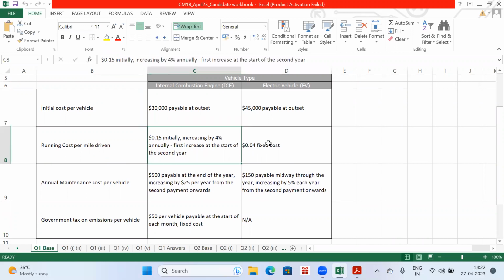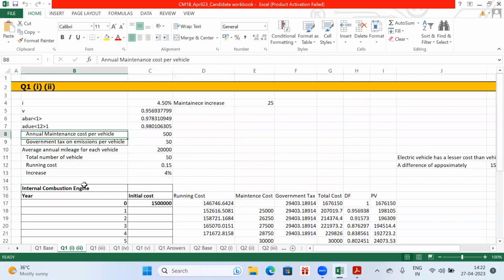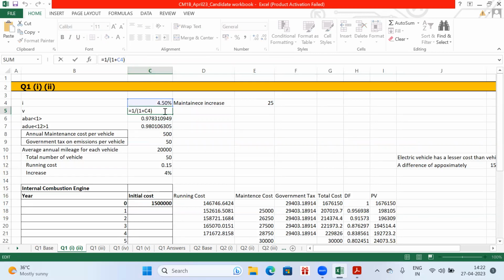And then the running cost, fixed cost, annual maintenance, and the tax. So let's make a sheet of all these where I have now noted down all these: annual maintenance cost, government tax, annual mileage, total number of vehicles, running cost is 3.5 and it increases by 4%. The maintenance increases by 25 and this discount rate is given to me as 4.5%. So starting with the very basic, risk discount rate i is given to us 4.5%. So the discount factor v is calculated as 1 by 1 plus i.